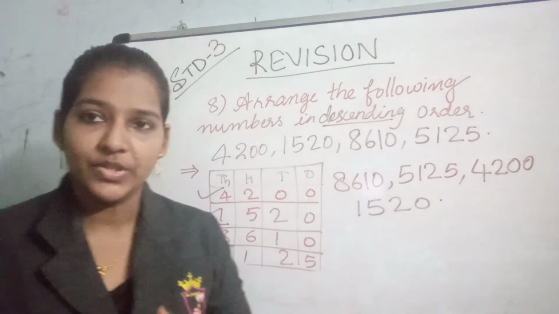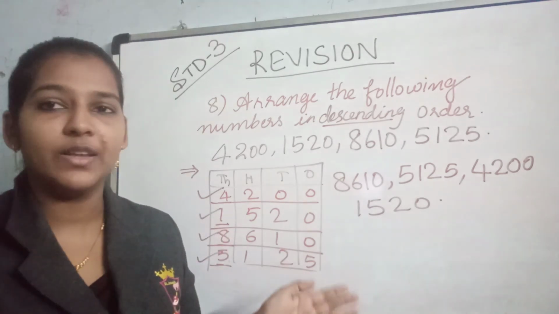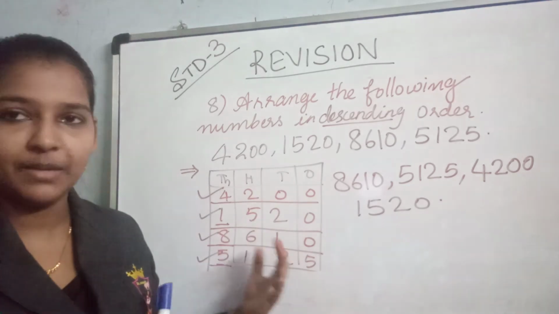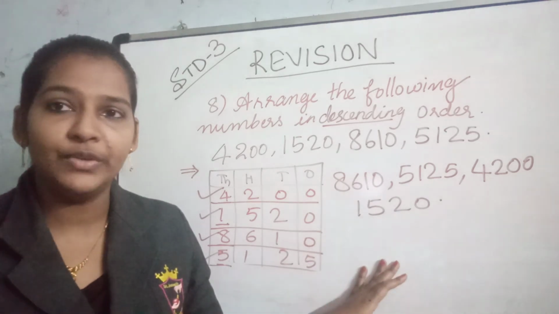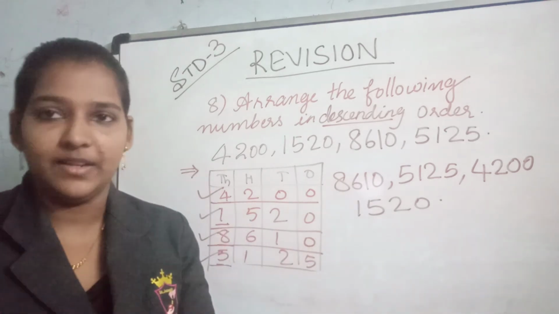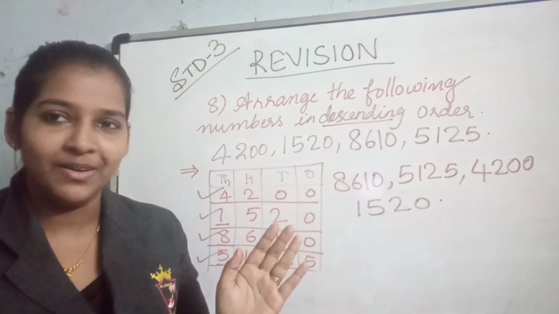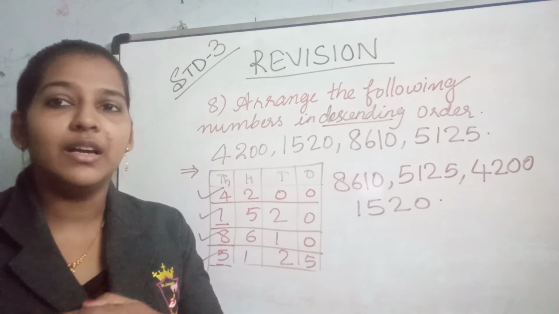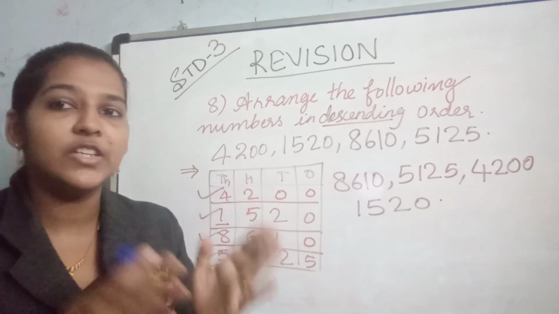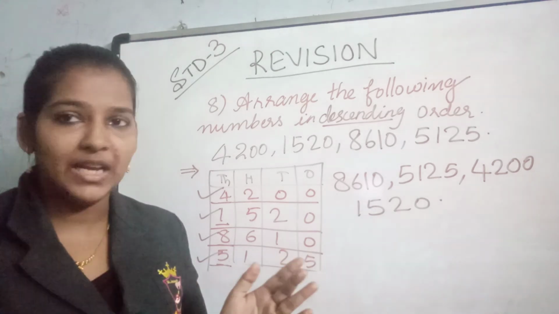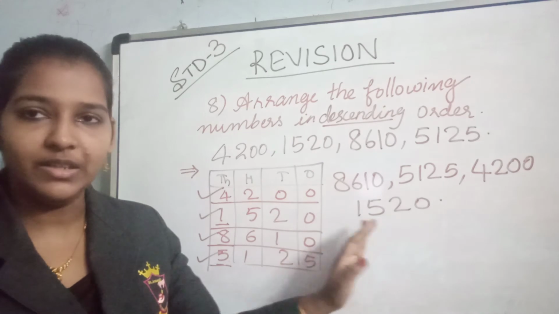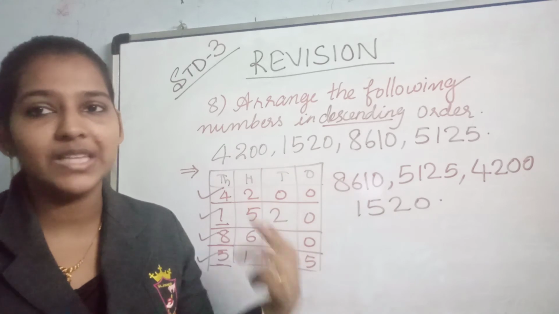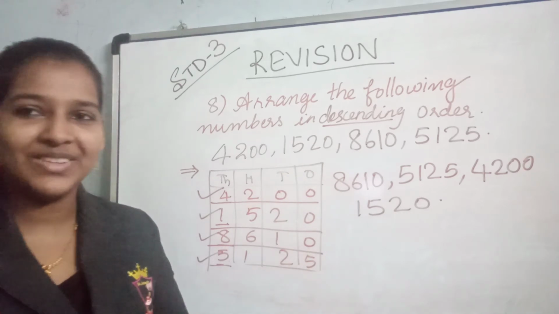And remember one thing, children. If a question is asking to find out the ascending order and descending order both, then no need to do that separately. You can find out the ascending order first, then reverse that. Reverse means the last number in ascending order will be the first number of descending order. Like that you can arrange. That will be the easiest way to answer, if the ascending and descending order are both asked in the same question. Got it, children? Okay.